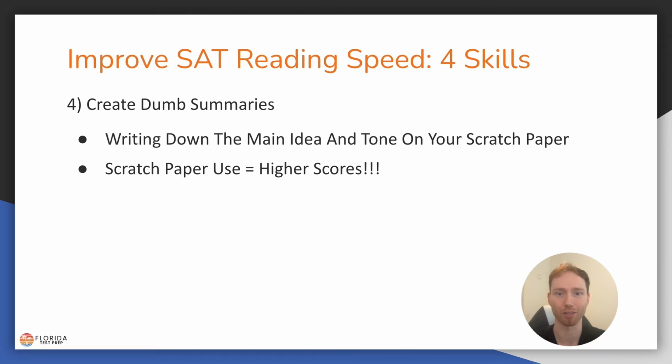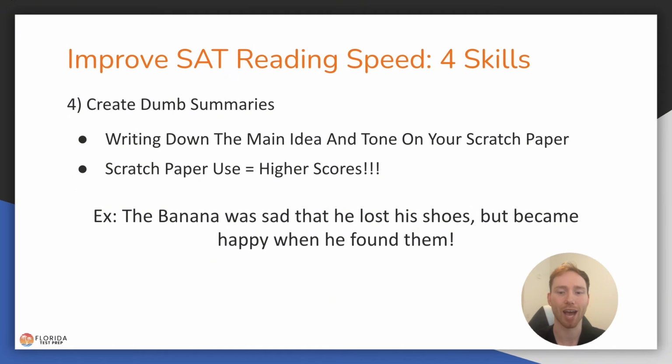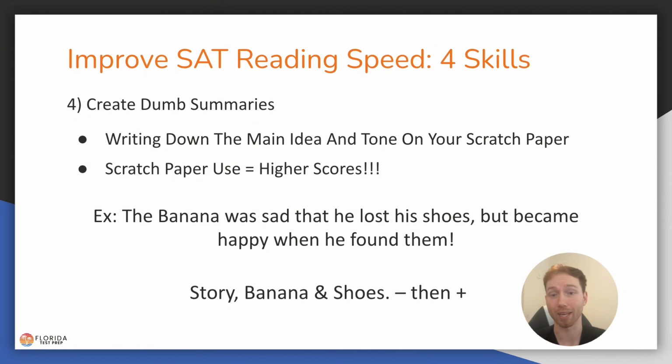Here's an example on how to do them. The banana was sad that he lost his shoes, but became happy when he found them. My dumb summary of this passage would be, this was a story about bananas and shoes, and it started negative, that he was sad when he lost his shoes, and then it became positive because he was happy when he found them. You can do this with very, very dense passages. It is a great skill to practice on the SAT reading and writing sections.